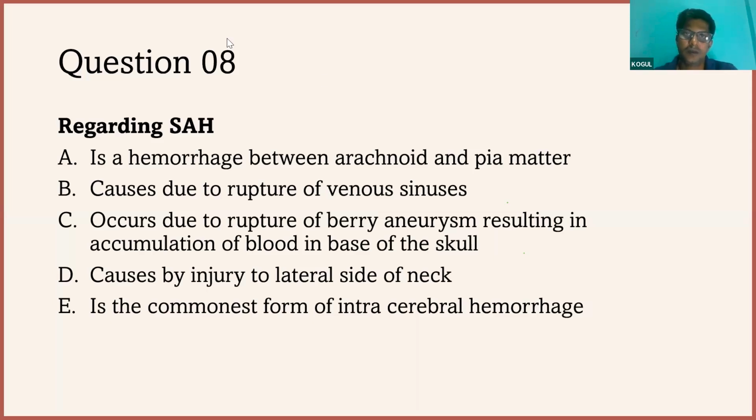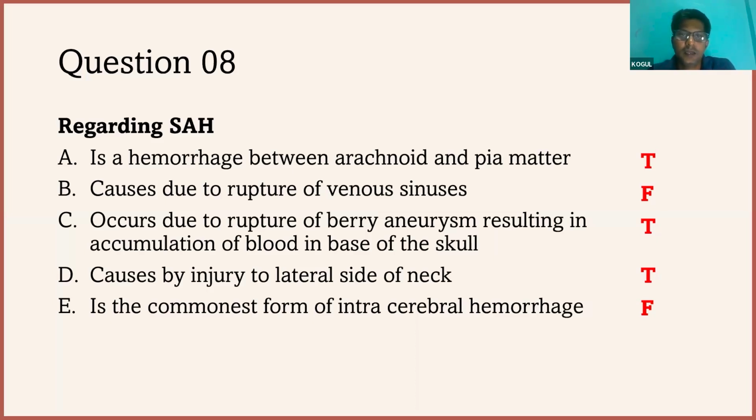So now you can see, if you understand the mechanism and the anatomy, you can think and answer. They occur due to rupture of berry aneurysm resulting in accumulation of blood in the base of the skull. I told that ruptured berry aneurysm is a common natural cause, spontaneous ruptured berry aneurysm. I told the circle of Willis, the area where you get it, so that is common to SAH.